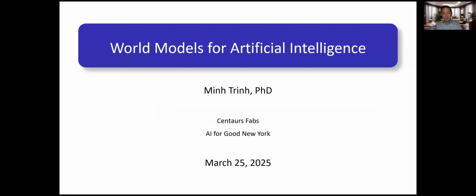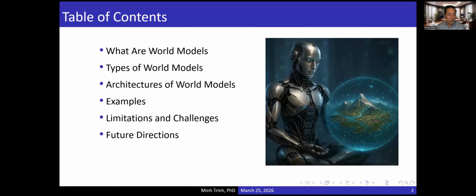So today I wanted to talk about world models for AI. You might have heard a lot about world models, startup companies doing world models, even the big tech companies like Google and so forth, Nvidia making world models. So what are they? How are they built, and how do people use them? Okay, so what are world models, types of models, architectures, some examples, limitations or challenges, and future directions.